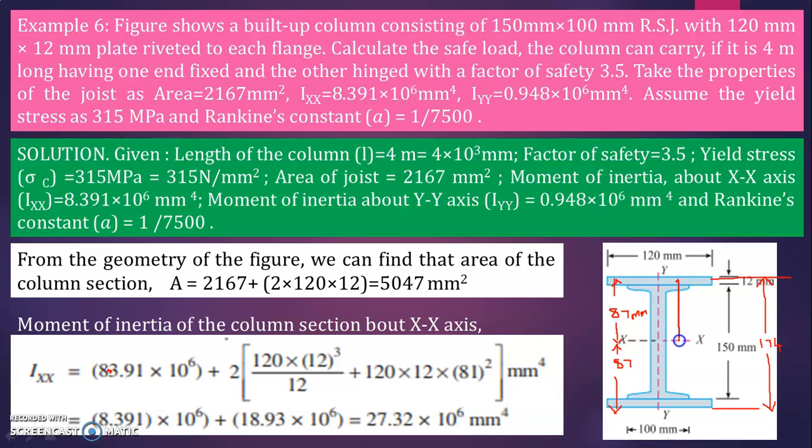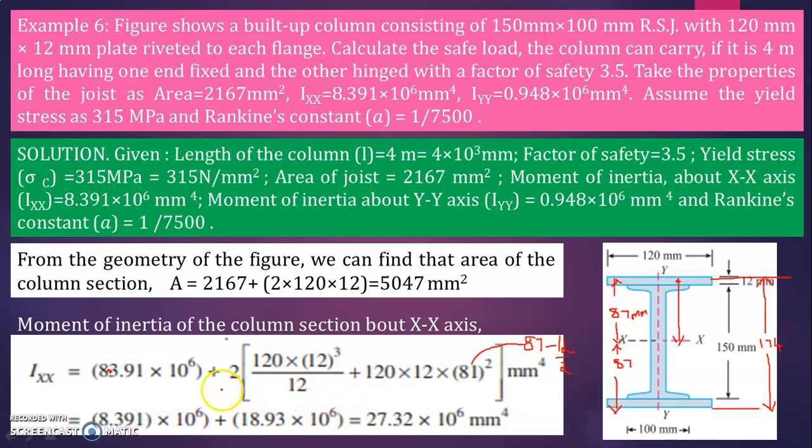What is this distance? See, total depth is equal to 87. Okay, this CG is here. This is 12 mm, so CG is at a distance of 6 mm, 12 divided by 2 is 6. I want the distance from here to here. What is the distance? 87 minus 12 divided by 2, that is 87 minus 6, that is equal to 81. So you get this 81 because 87 minus 12 divided by 2.